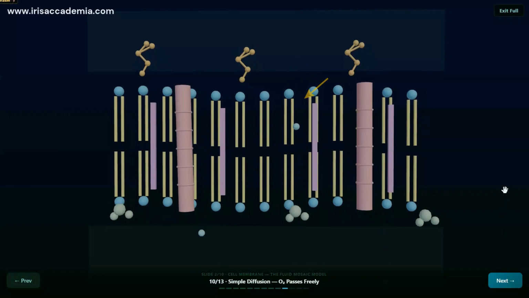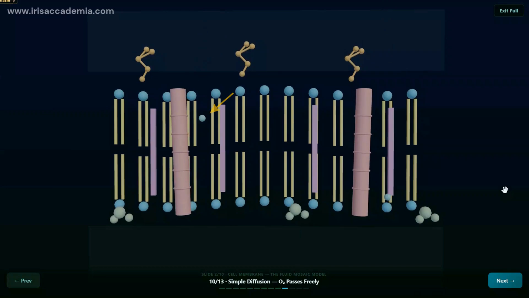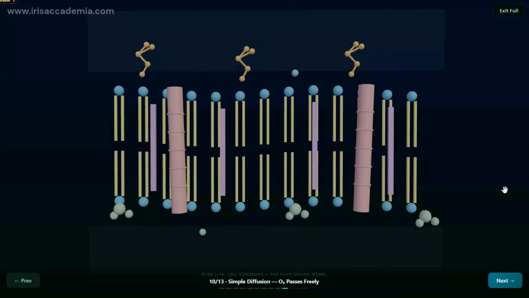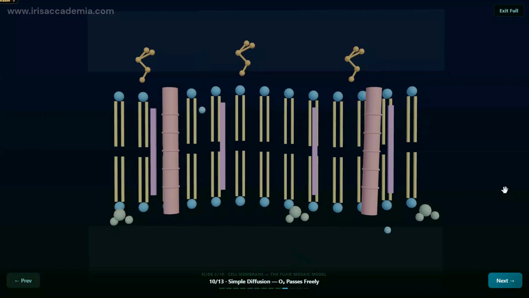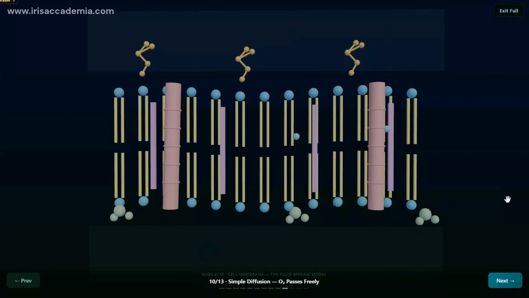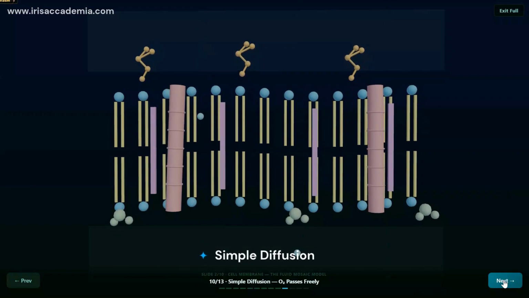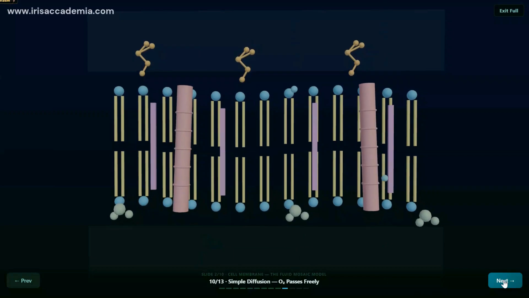Watch small oxygen molecules pass directly through the hydrophobic liquid core of the membrane without any help from proteins. Because they are small and non-polar, they dissolve in the fatty acid region and move freely down their concentration gradient. This is simple diffusion. No energy, no protein, no gate required.